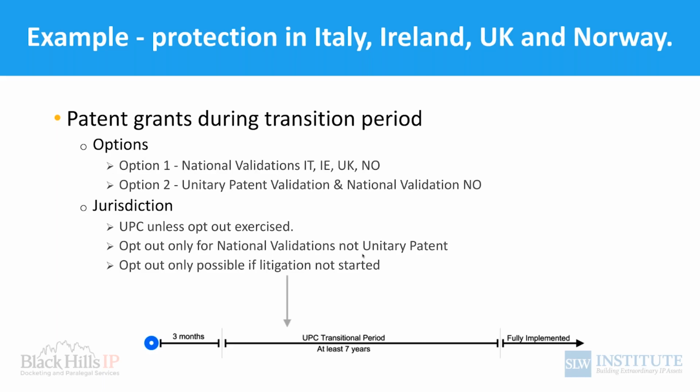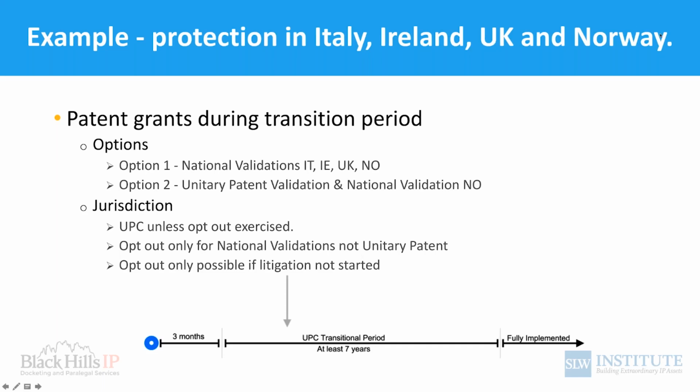During the transition period, the unitary patent has come in, and there are two options for validation. National validations again across all states, or a unitary patent validation, which will cover Ireland, Italy and the UK, as well as all the other participating states. A national validation will still be required for Norway.